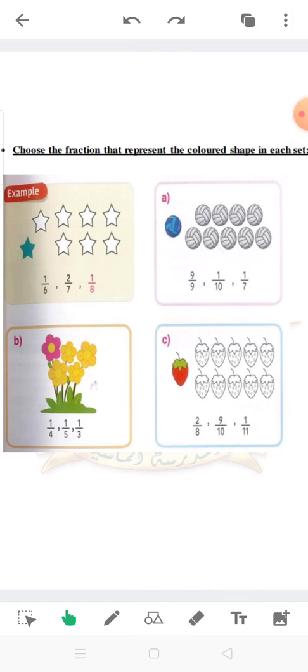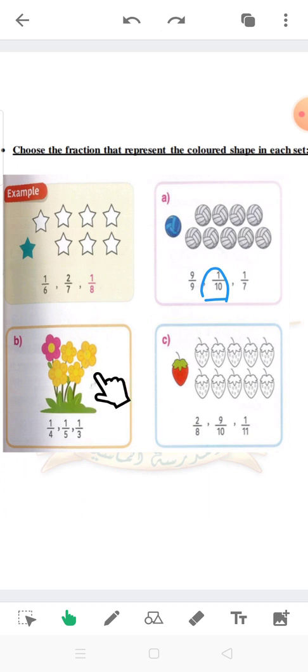Choose the fraction that represents the colored part or the colored shape in each set. Okay, we have here a set, a group of similar things. Only one is colored, so I put 1 in the top part. And then I will count all of them, the total number, in the bottom. Let's count: 1, 2, 3, 4, 5, 6, 7, 8, 9, 10. So we will choose 1/10.